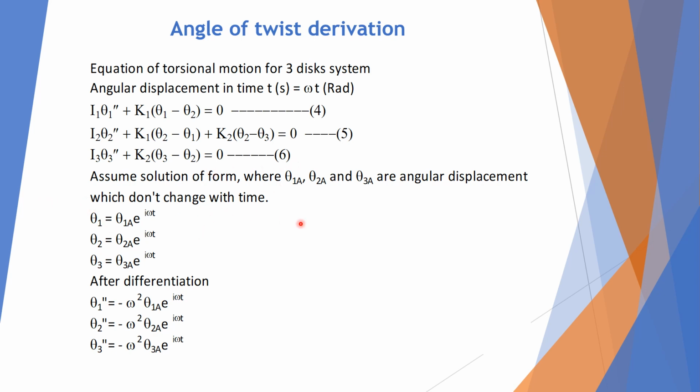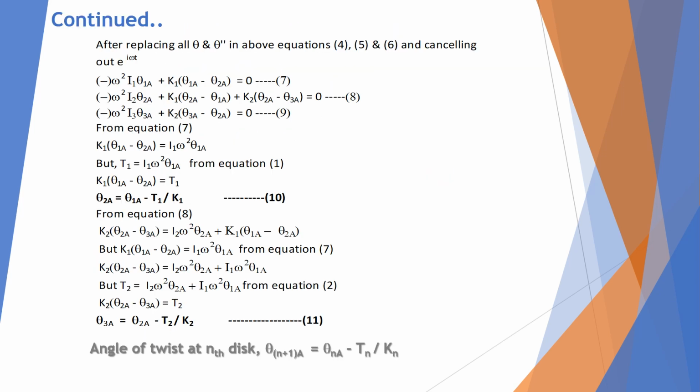So assume the solution of the form theta 1 is equal to theta 1a into e to the power i omega t, similarly for theta 2, theta 3, and after differentiation we can write theta 1 double dot is equal to minus omega square theta 1a into e to the power i omega t, similarly for theta 2, theta 3. After replacing all the theta double dot in equations 4, 5, 6 and cancelling out, we can write theta 2a is equal to theta 1a minus T1 upon k1. So this is equation 10.